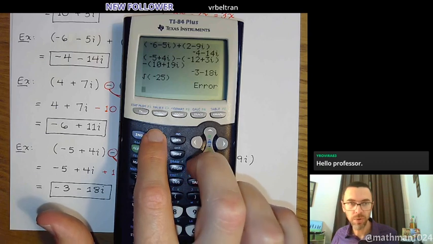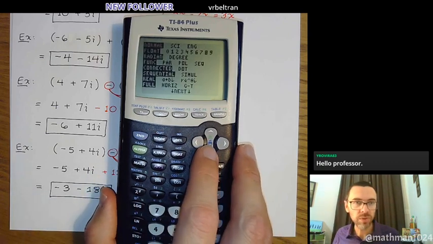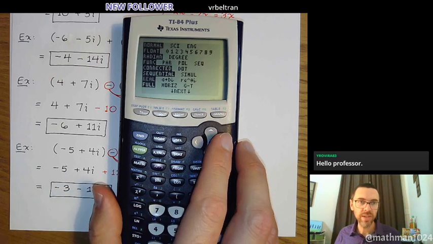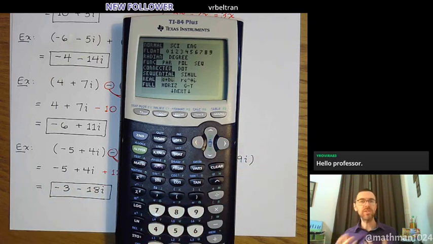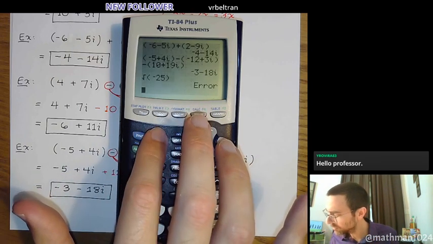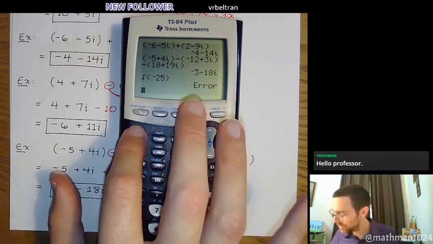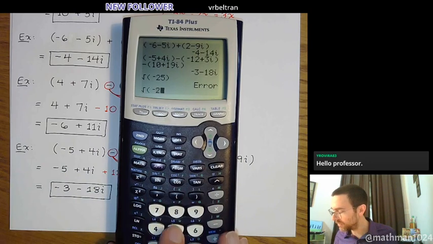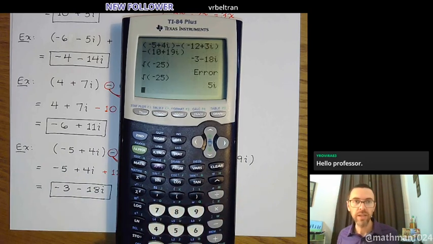If you go to your mode, if you scroll down here, it says real, and then it says a plus bi, which is that standard form for a complex number. When I hit enter, I'm now going to be in complex mode. Now that doesn't really affect us too much if we're doing normal operations, but it now allows us to do things like the square root of negative 25 and get an answer like 5i, which we were not able to get before.